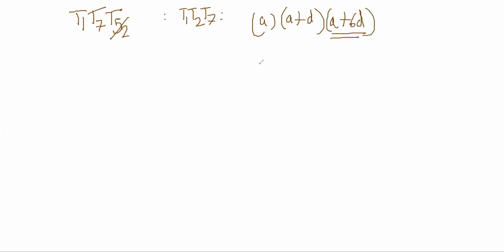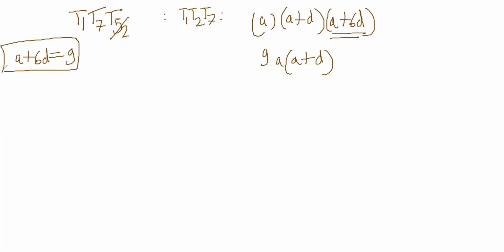T2 was there, right? It was T1, T2, T7, right? That is equal to A into A plus D into A plus 6D, and T7 is anyway 9, so this becomes 9 into A plus D, and we know that A plus 6D is equal to 9, right? T7 is 9.